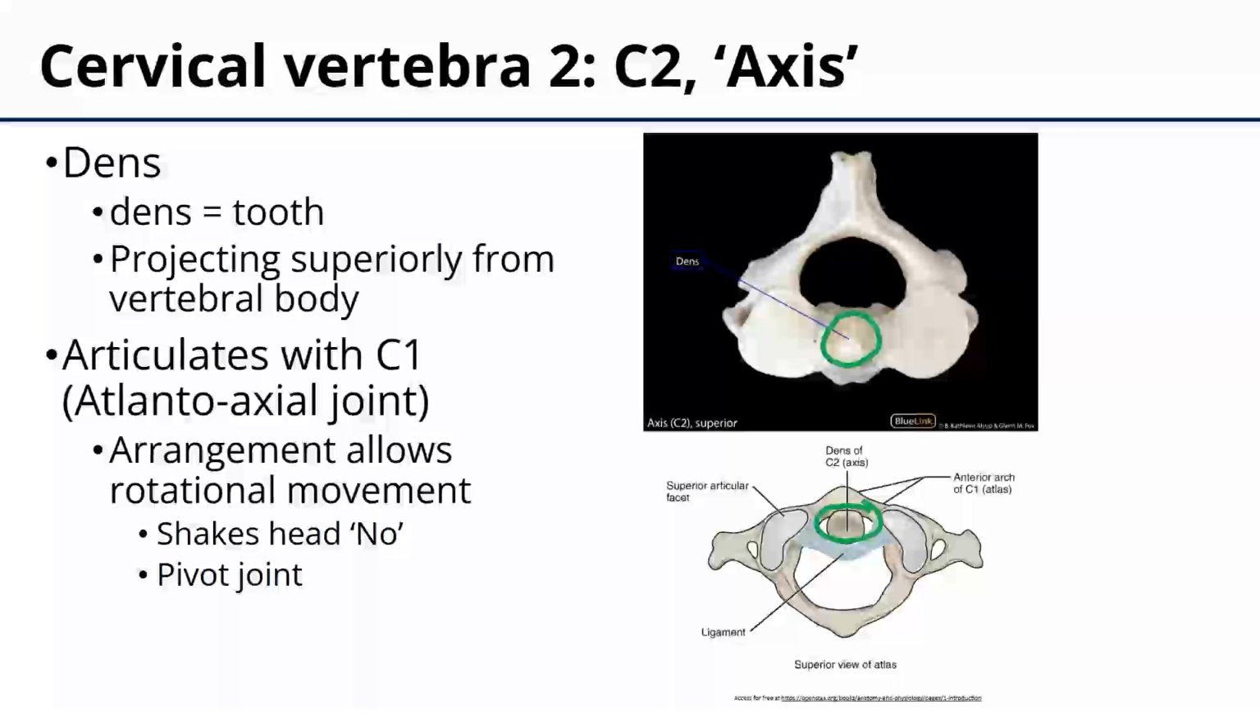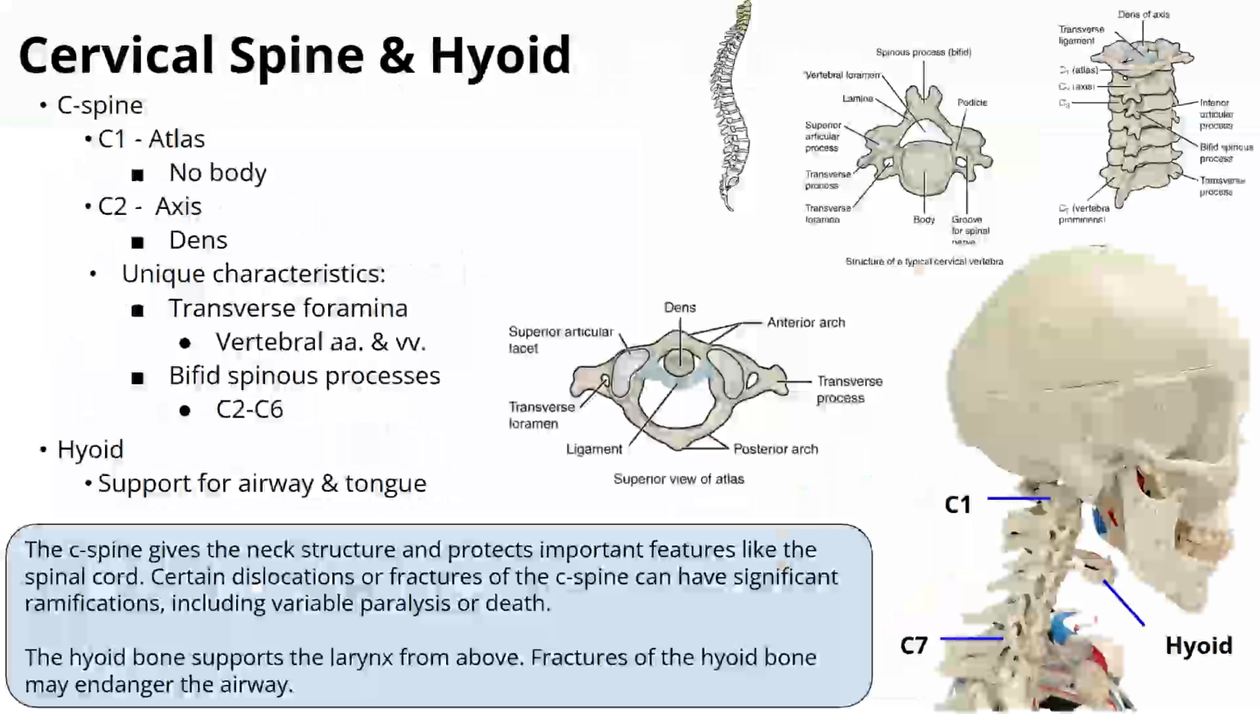And C2 articulates with C1 in that C1 may pivot about the odontoid process. So this is the atlantoaxial joint, and the movement here would be the head shaking as if to indicate no, so from side to side. So this is a pivot joint.